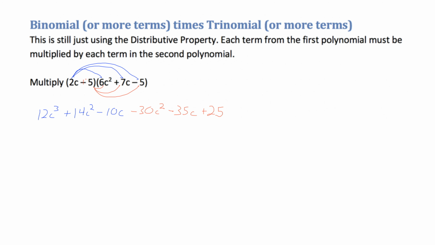Now that we have this, we're going to go ahead and look for like terms. We have a 12c cubed. Well, there's no other c cubes, so we got a 12c cubed. 14c squared, we see a c squared here, and then we have a negative c squared here. So we can combine those. 14 and negative 30 is negative 16c squared. Negative 10c and negative 35c are like terms. So we have negative 45c. And then we have our constant term of 25, so we have plus 25.